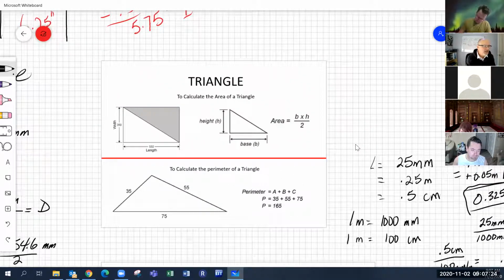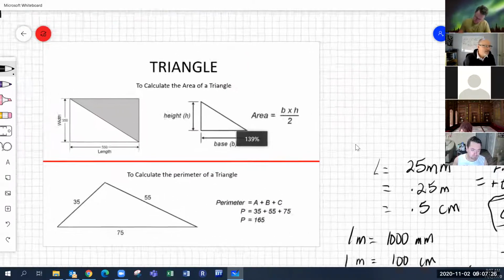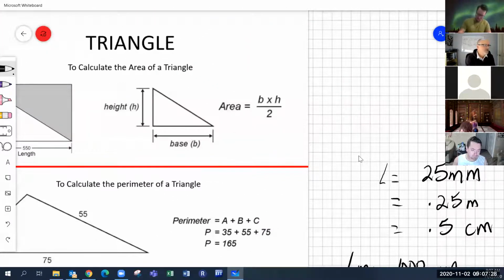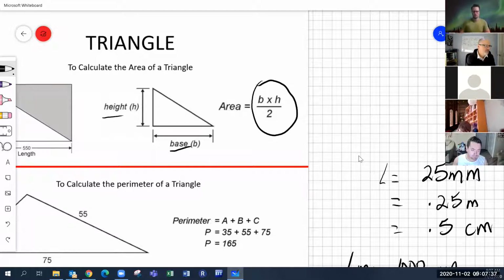Now, the area of a triangle, so you can see the formula is right here. Here's the area of a triangle. So it says base times height divide by 2. So we divide by 2 because a right angle triangle is really just a square, length times width, divided by 2. Now this only works if you are using a right angle triangle.